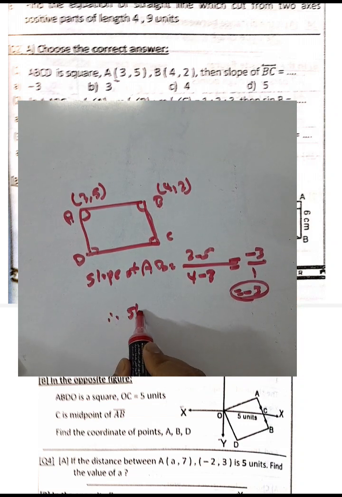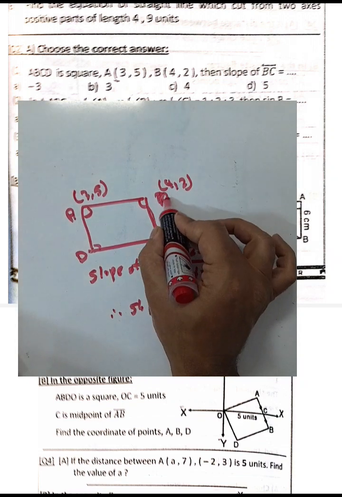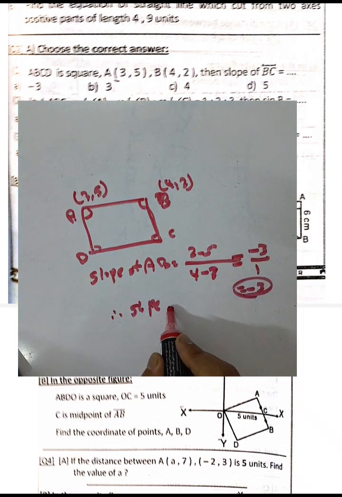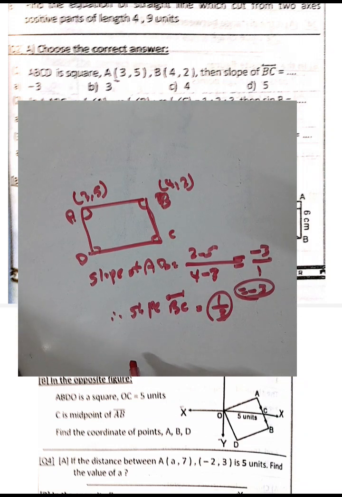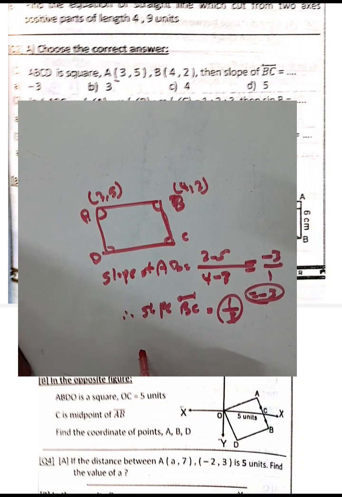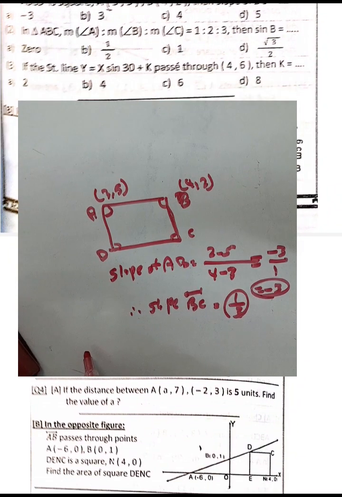Then you want to find the slope of BC. Pay attention with me. It will be the inverse of this number with the sign changed. Not the result, the result here was false. You must write this result as 1 over 3.